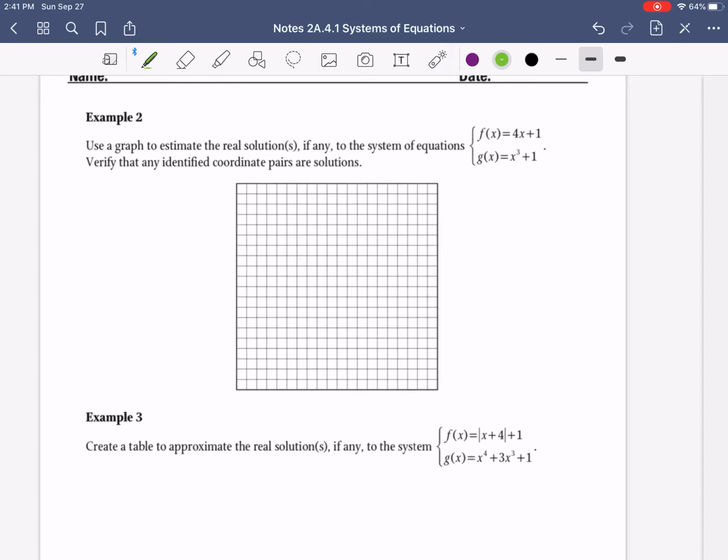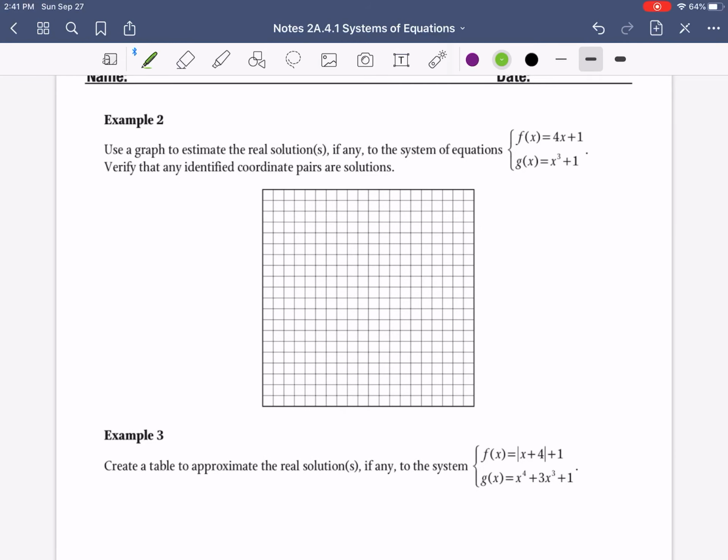All right, so example number 2. In your workbook, they don't actually give you that little grid. The online book does, I guess, but it says use a graph to estimate the real solutions, if any, to the systems of equations. F of x equals 4x plus 1. That's a line, this is linear. And then g of x is x cubed plus 1. This is a cubic equation.